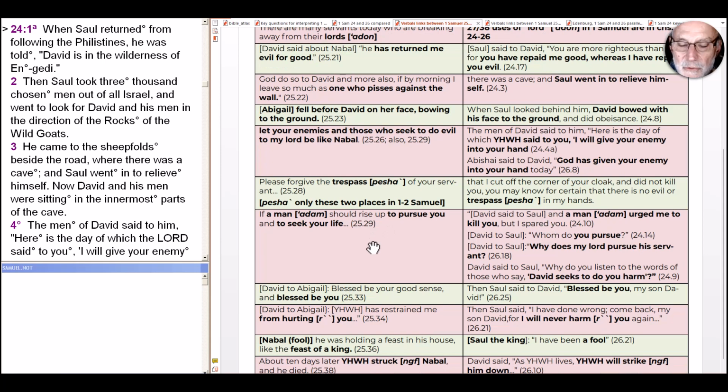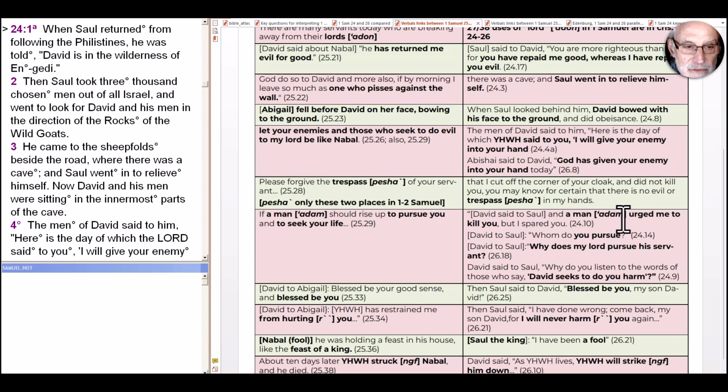Then an unusual word here, using Adam for a man, as opposed to either Ish, the male person, or the more generic words for human beings in general, or Nefesh for life. Specifically Adam. If a man, Adam, should rise up to pursue you and to seek your life. And all three elements of this are parallel. The use of Adam, which is relatively unusual, for the same purposes, not just Adam, but a man to rise up to pursue you and seek your life.